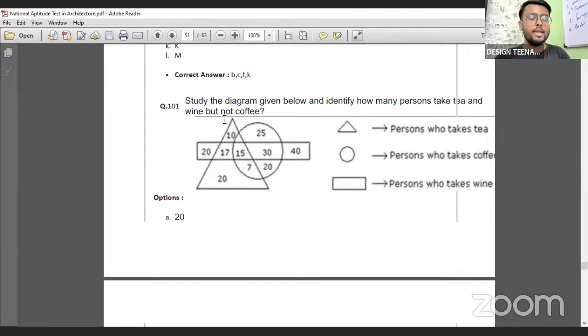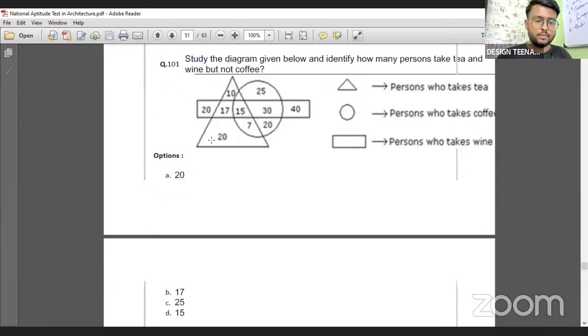So there can also be a possibility where we are asked to identify either they take wine or they take tea. That word is also not used, neither is both. So we don't know. Now we will see the options once. There is 20, there is 17, 25, 15. Now if I start considering they can take also only tea or only wine, then the number will be very huge.